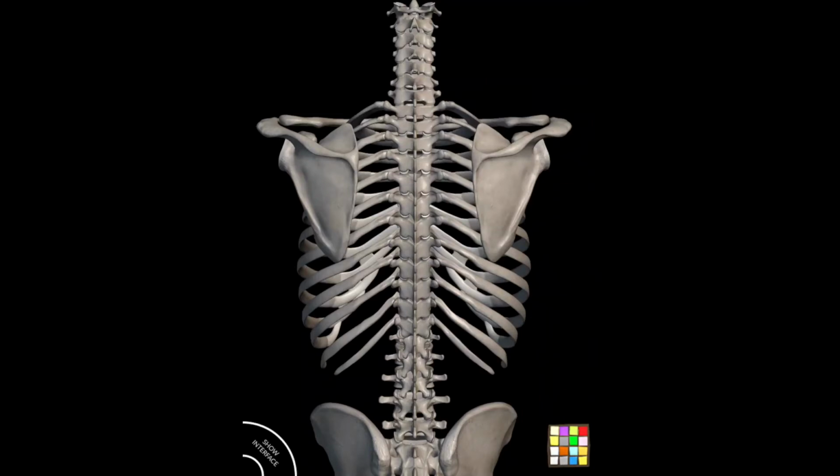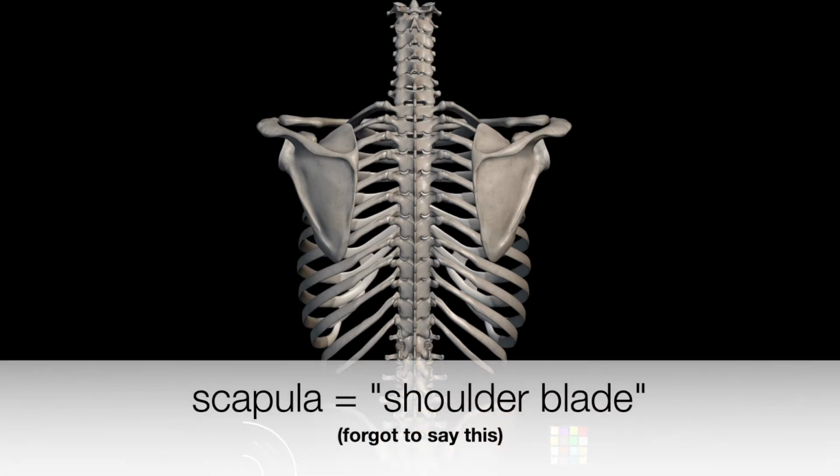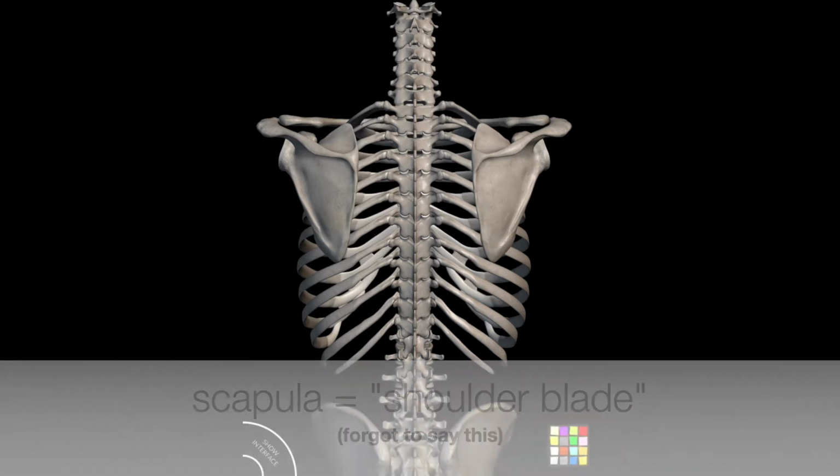Hi, this is almost everything you need to know about the scapula. So the scapula is the posterior bone of the shoulder girdle. It's a large flat bone, and you can see there are two of them, and they reside posterolaterally on the superior half of the thorax.